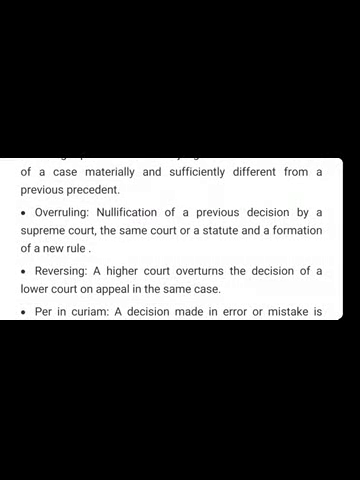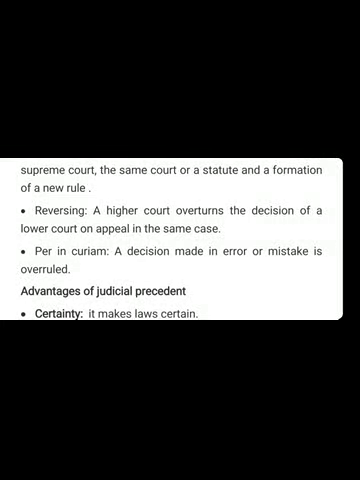Then we have overruling. Overruling is the nullification of a previous decision by a Supreme Court, the same court or a statute, and the formation of a new rule. Then we have reversing. Reversing is when a higher court overturns the decision of a lower court on appeal in the same case. We have per incuriam. That is, a decision made in error or mistake is overruled. This can happen in the Supreme Court. When a decision is made in error or mistake, it is overruled.